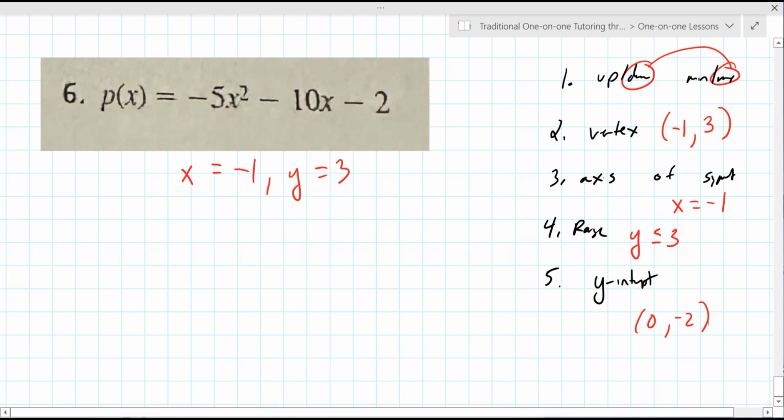Now this one does not have x-intercepts that we can easily find. You'll learn about how to do those later on in this course. Hopefully. I'm sure I know you will. Okay. Great.